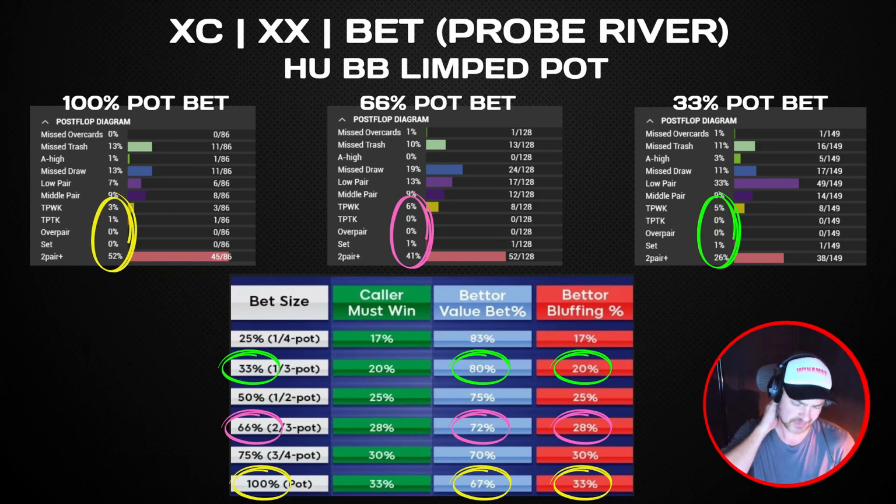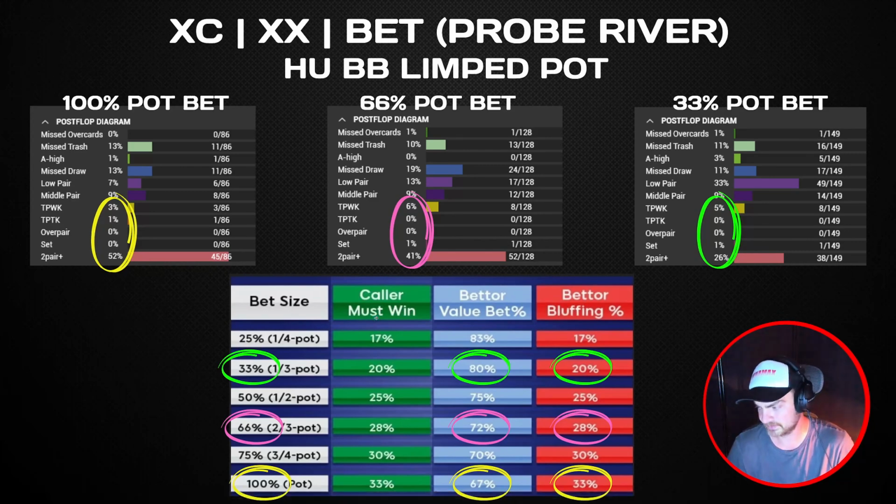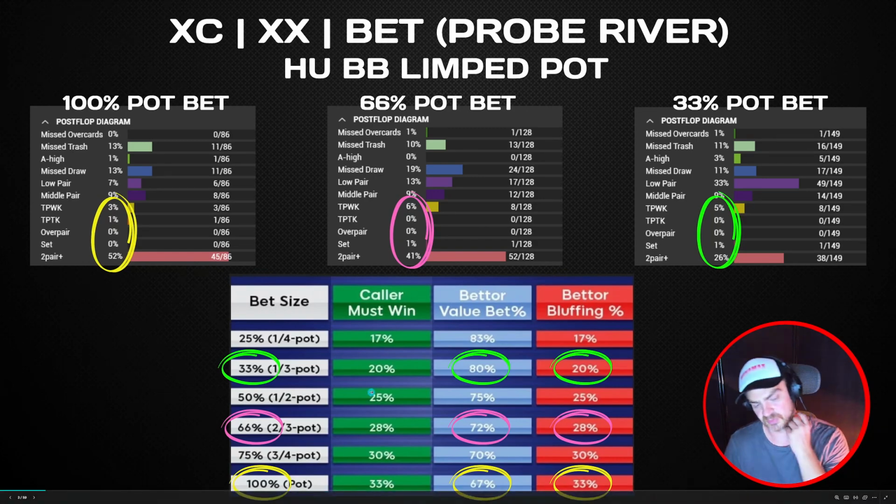But this is not really how we should think. I think most important is how often we have to win as a caller to make a profitable call, right? So this one here is basically the most important table. And so if our opponent is betting full pot, we need to win 33% of the time or more to make a profitable call.